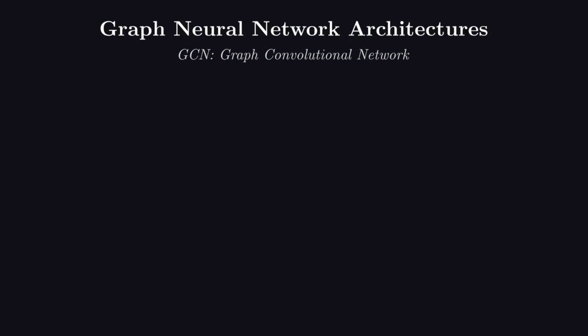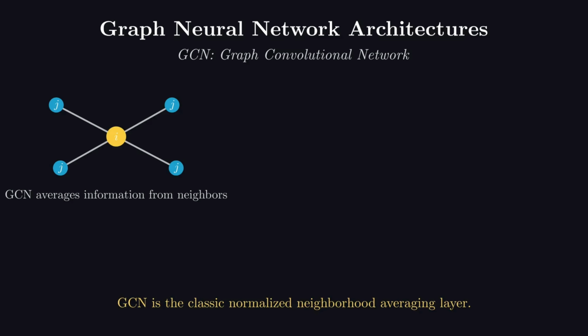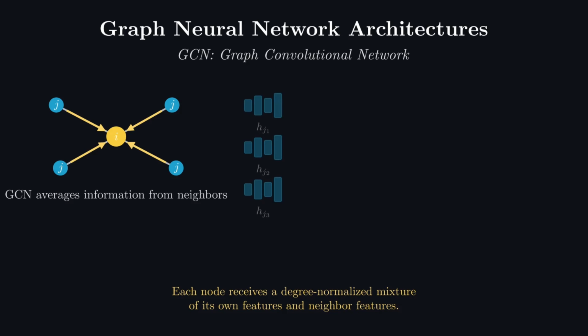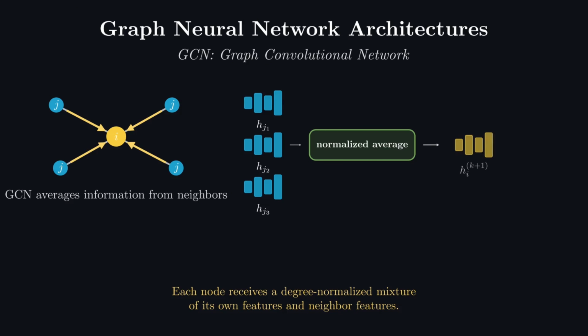The first architecture is GCN, which stands for Graph Convolutional Network. The main idea of GCN is normalized neighborhood averaging. On the left, the yellow node is the node we want to update. The blue nodes are its neighbors. The yellow arrows show that neighbor information flows into the center node. In the middle, the blue feature vectors represent the embeddings of neighboring nodes. GCN does not simply copy one neighbor. Instead, it combines the neighboring features using a normalized average.